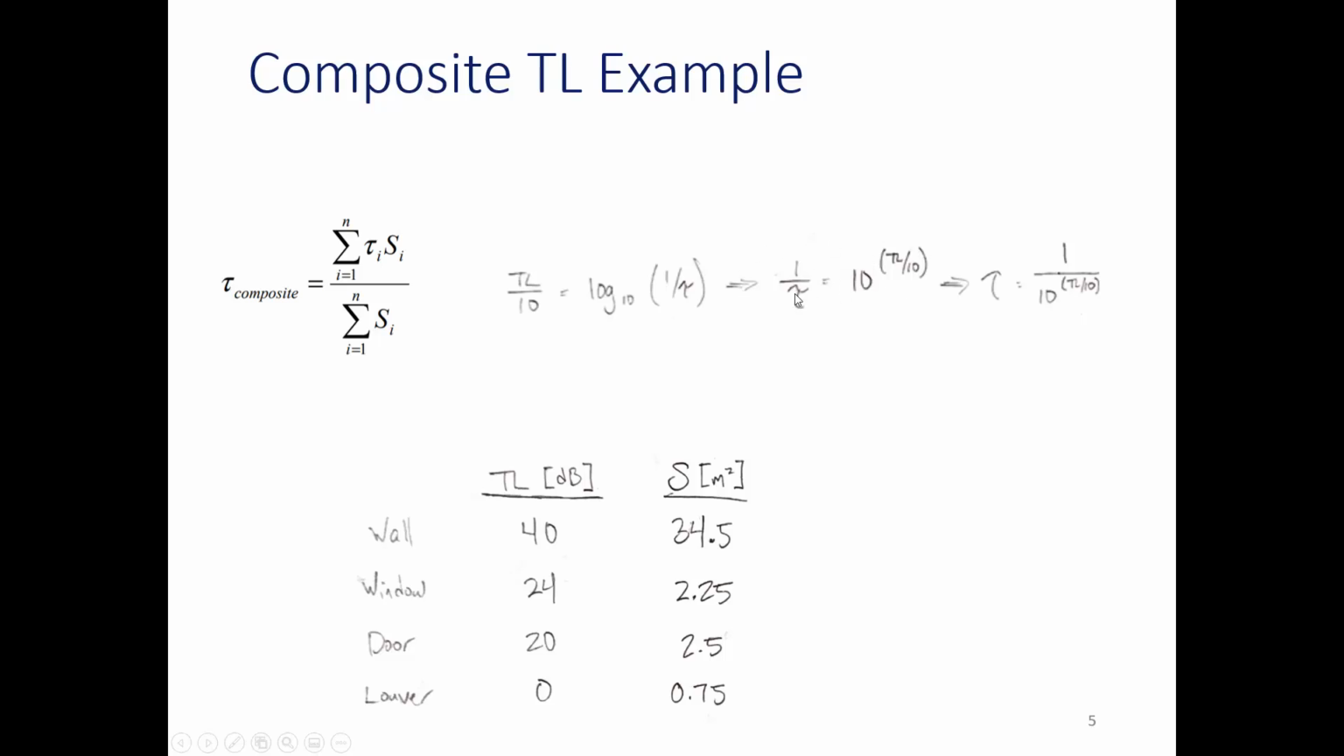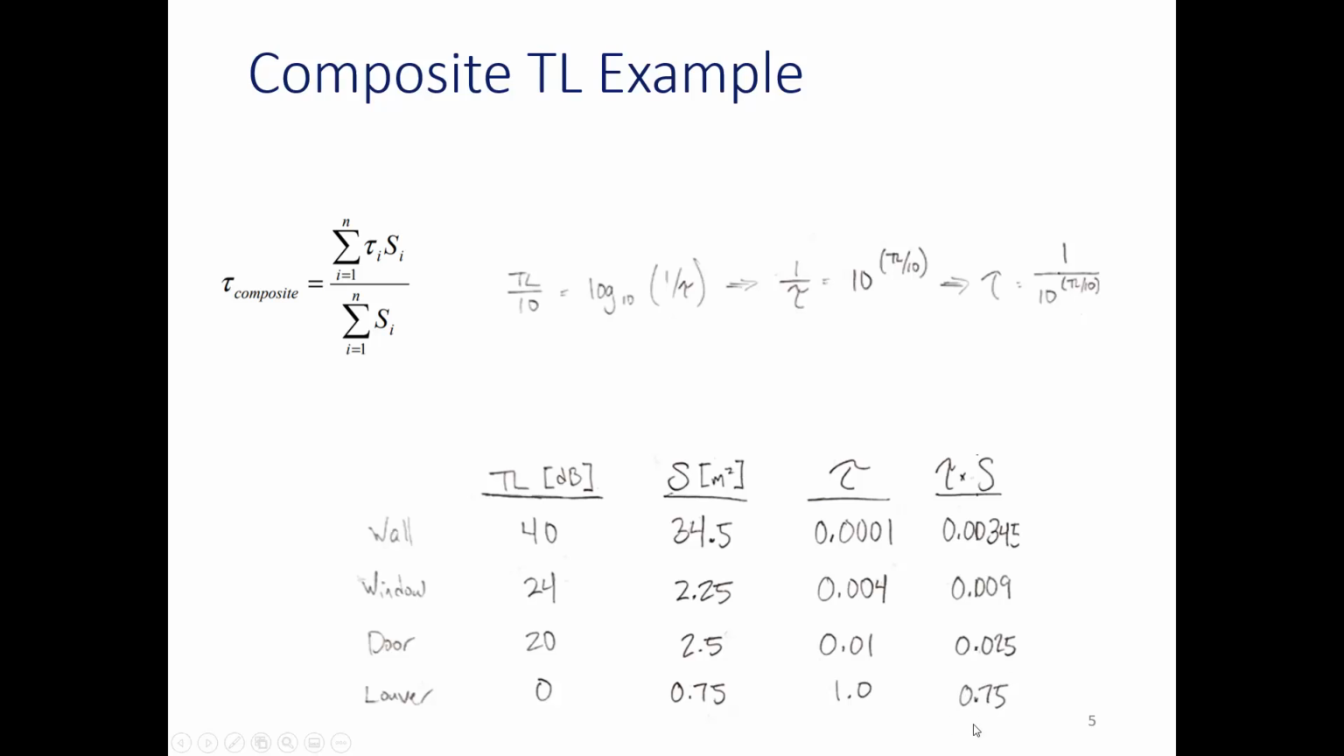So now all we have to do, we can just rearrange these. So we're calculating for tau. And then we just have to plug each of these transmission losses in here. And we would get these transmission coefficients. And we can multiply each one times its area. So 0.00345, 0.009, 0.025, 0.75.